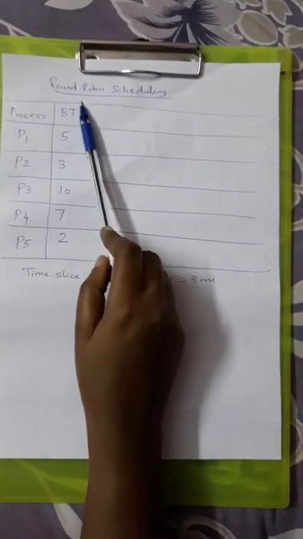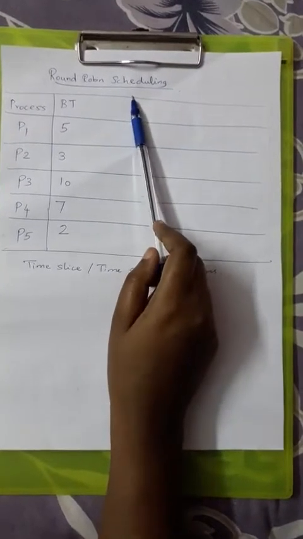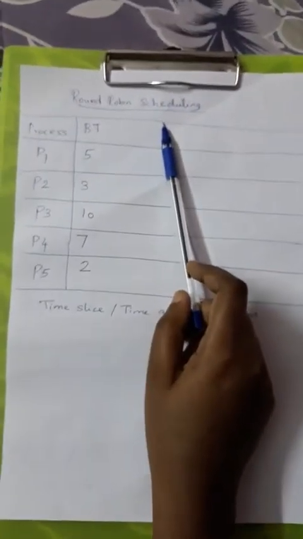In this video, we are going to see the round robin scheduling algorithm. In this round robin scheduling algorithm, we don't have any preemptive or non-preemptive type.